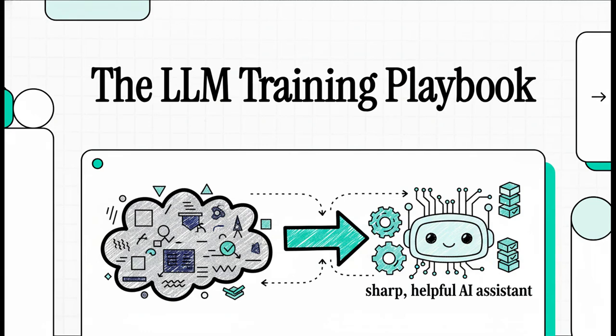Have you ever stopped to wonder how a giant, raw, large language model, basically a massive brain full of text from the internet, actually becomes a polished, helpful AI assistant? Well, it's definitely not magic. It's a really deliberate, multi-stage process. So let's dive into the modern playbook that takes that digital chaos and turns it into conversational brilliance.